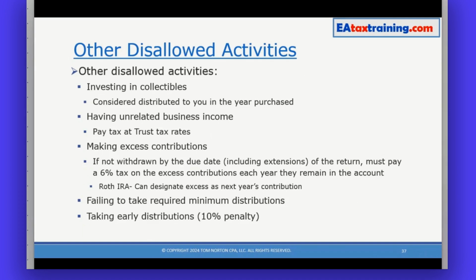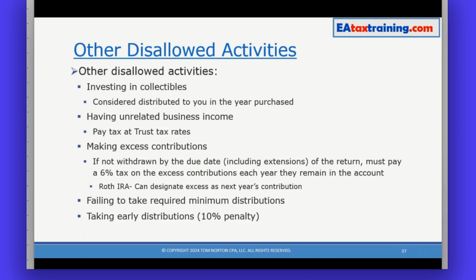You cannot use your IRA to invest in collectibles. If you do, they will be considered distributed to you in the year purchased. In other words, it will be as if you never actually put them in the IRA at all. They will be considered distributed to you.